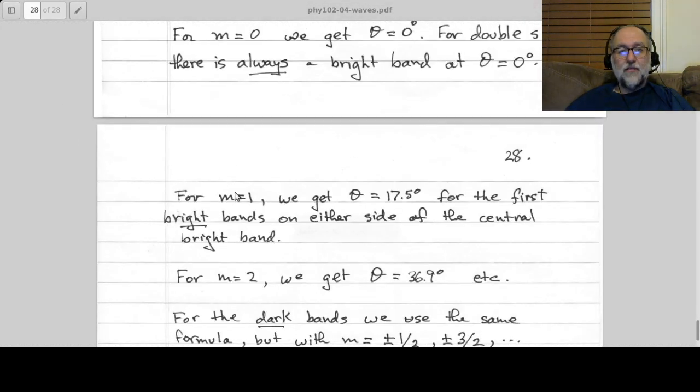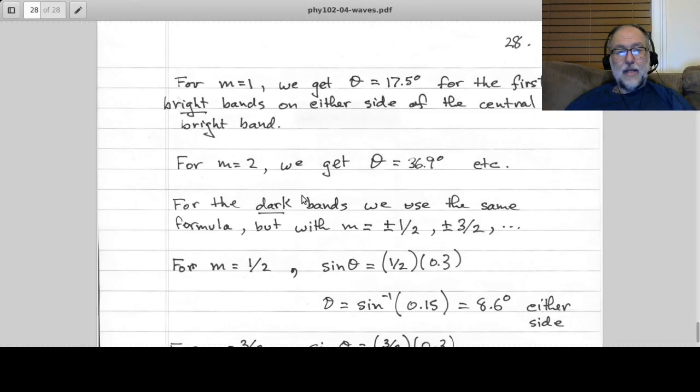Well, the next one is going to be for M equals 1. And we just did that calculation, so you're going to get the first bright band at 17.5 on either side. Okay, so the middle bright band and then the next set of bright bands beside those will happen at 17.5. And then the next ones past that, again, bright bands will happen at 36.9. Okay, I'm skipping the calculations because they're algebraically the same as what we just did.